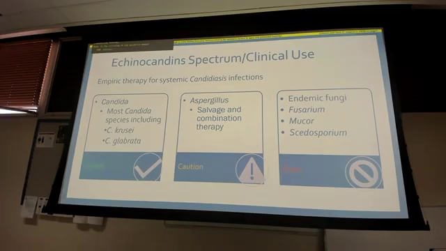With this, we want to have caution with some of our aspergillus species. This is more so for salvage therapy or combination therapy, just because it's not cidal against aspergillus, it's only static. And then for this, think again, this is only for Candida. We can't use this for our mold species and our endemic fungi like our histo and blasto.